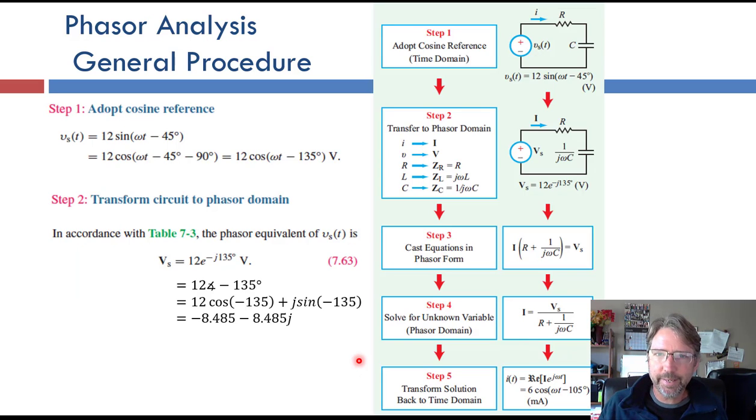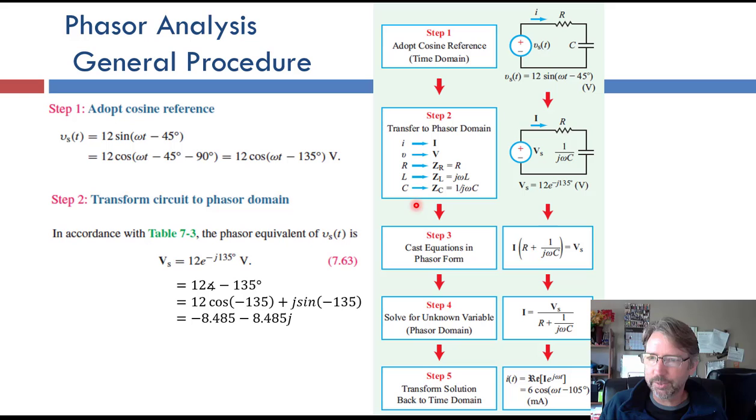All right, so here is a big graphic here that walks us through the steps, and we'll see all the steps. But the first step is going to make sure we're doing cosines and not sine waves. We'll use a trig identity if we need to make everything cosine, so we're on the same time domain basis. Then we transform everything to the phasor domain.